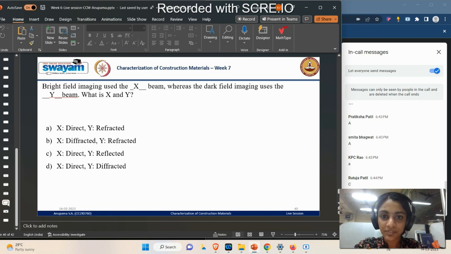So we have two different types of imaging, bright field imaging and dark field imaging. When you use some kind of a beam, we get bright field imaging. When you use some other type of beam, you get dark field imaging. What are the different types of beams, X and Y?